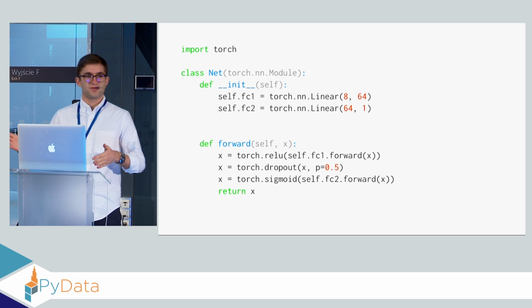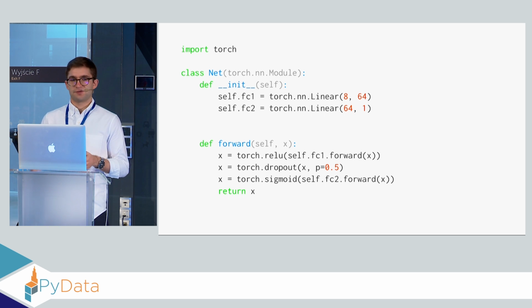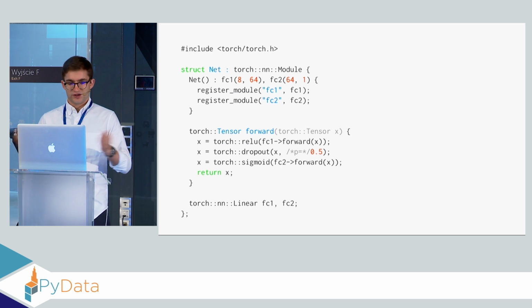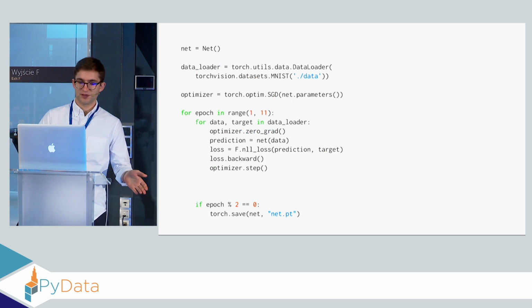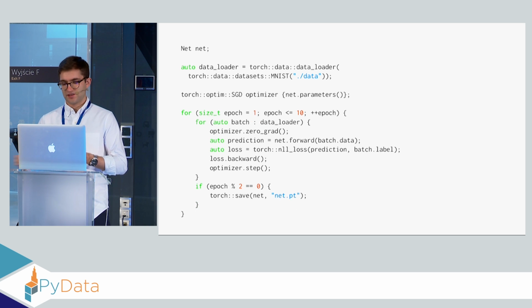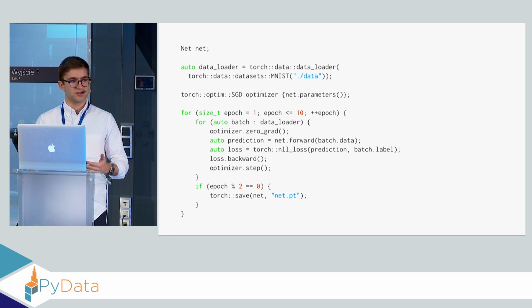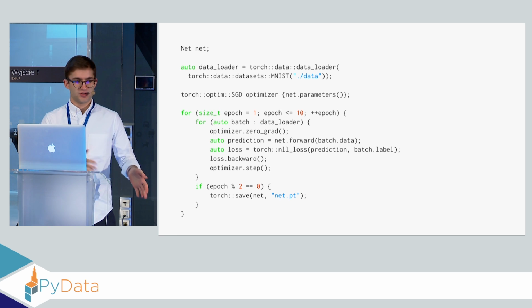Now we get to the preview part. So that's how you would define a simple neural network in Python. And if you were to do the same in C++, that's how it would look. If you have a training loop in Python, that's how it looks. If you were to do this in C++, it looks like this. So it's really mostly just syntactic differences between the 2 languages. But ultimately, we do have an API.